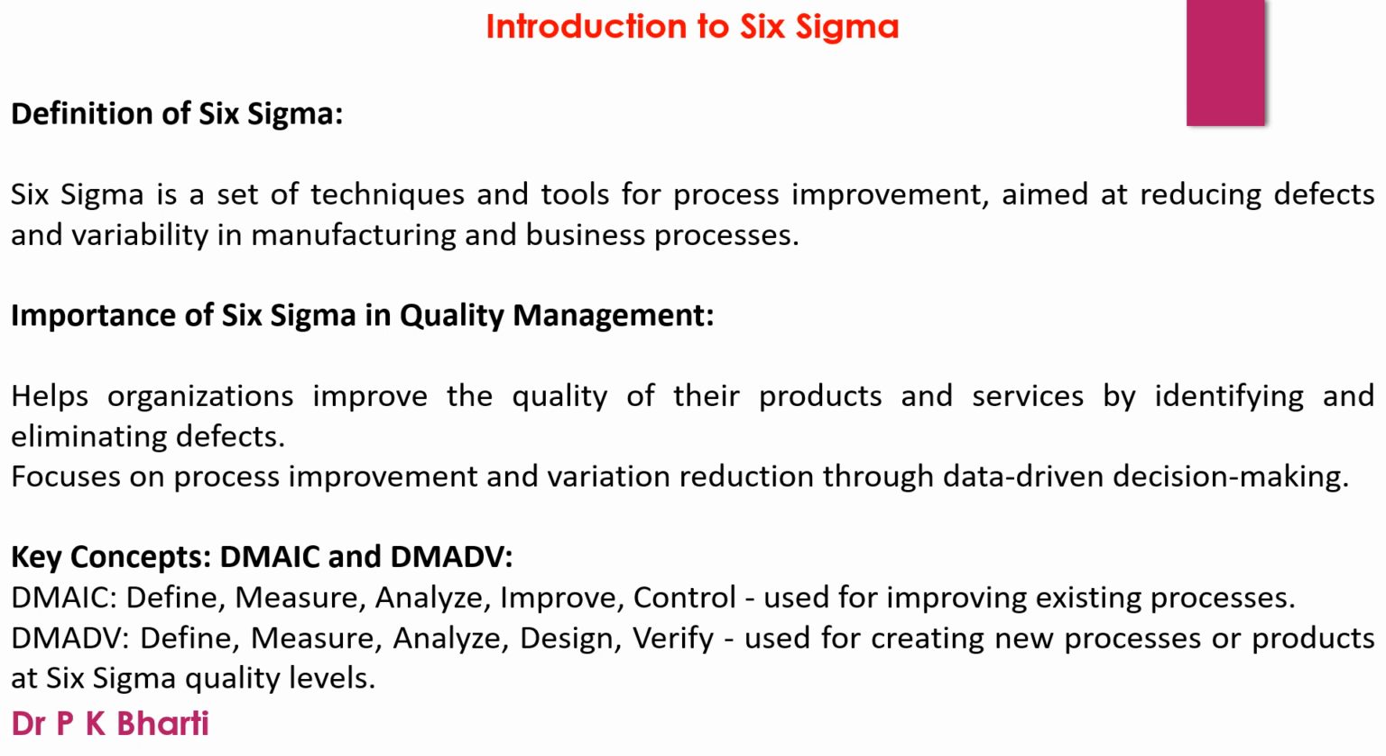There are two key methodologies in Six Sigma, that is DMAIC and DMADV. DMAIC means define, measure, analyze, improve, and control, which is used for improving existing processes. While DMADV stands for define, measure, analyze, design, verify, which is used for creating new processes or products at Six Sigma quality levels.